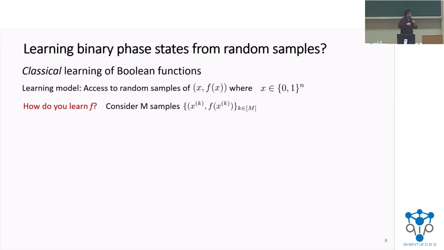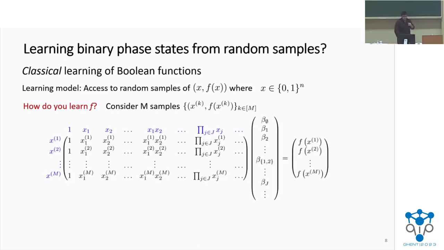And how do you learn f in this case? Suppose you have m samples, where x is some maybe random n-bit binary string, and f of x is just the evaluation on it. So typically, you create a linear system of equations.